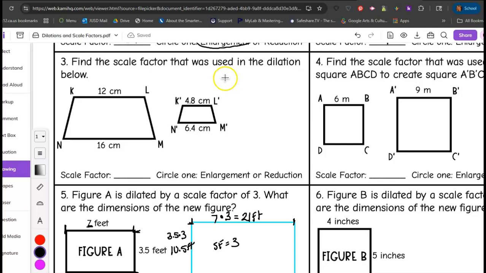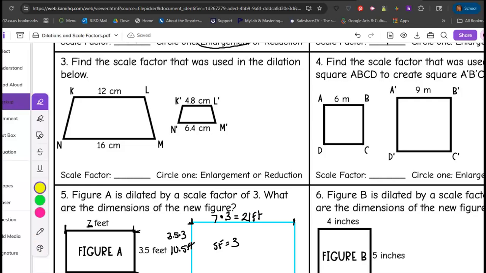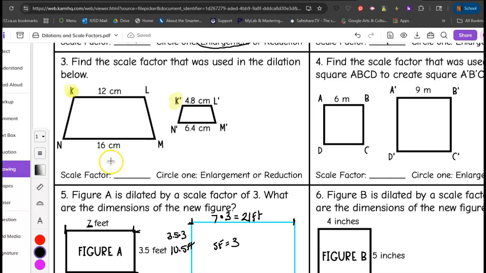So it says find the scale factor that was used in the dilation below. But it does have something to show me. So if I come over here and I highlight this as K, and I highlight this one as K prime, because of this prime, I know which one's my image and which one's my pre-image. Remember that prime is my after. It's after I've done my transformation, so it's my image. So the one without the prime mark is my pre-image. Remember that we're going to do image over pre-image.